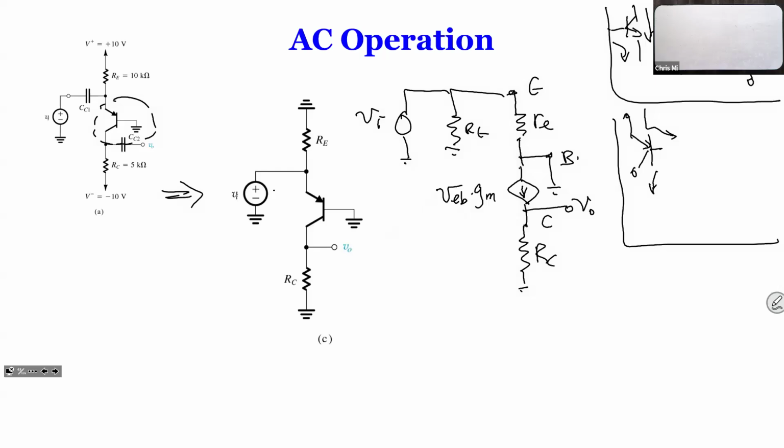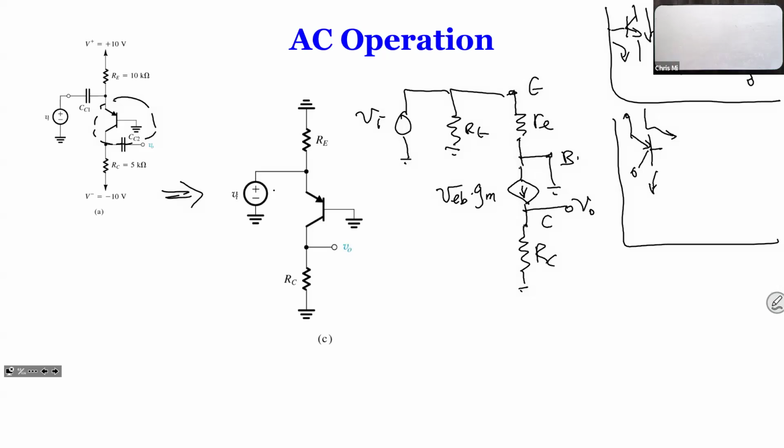VEB just equals VI? Because B is ground, it's all parallel, and we know that VE equals VI. So it's 0 minus VI. B is grounded, right? B is grounded, and VI is also grounded on one terminal, the other one is connected to E. So your VEB is your VI, right?